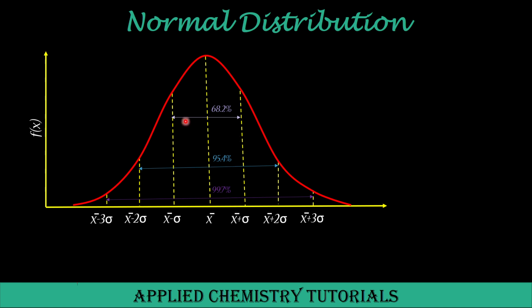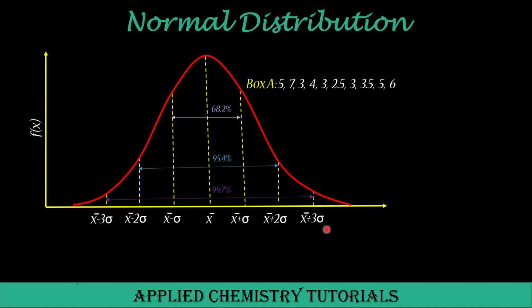This probability density function tells us that 68.2% of the data in a given data set will fall between the range of x bar minus sigma and x bar plus sigma, whereas 95.4% of the data will fall in the range of x bar minus 2 sigma to x bar plus 2 sigma, and 99.7% of the data will fall between x bar minus 3 sigma and x bar plus 3 sigma.